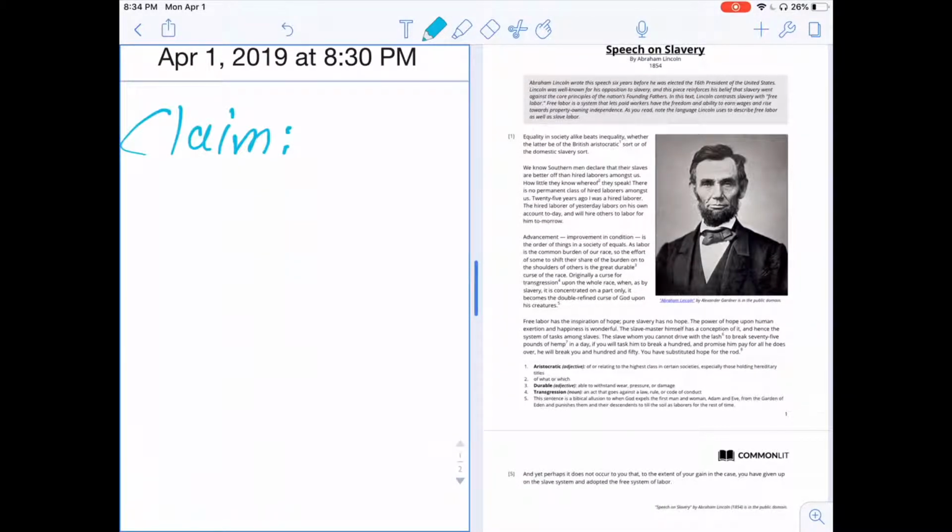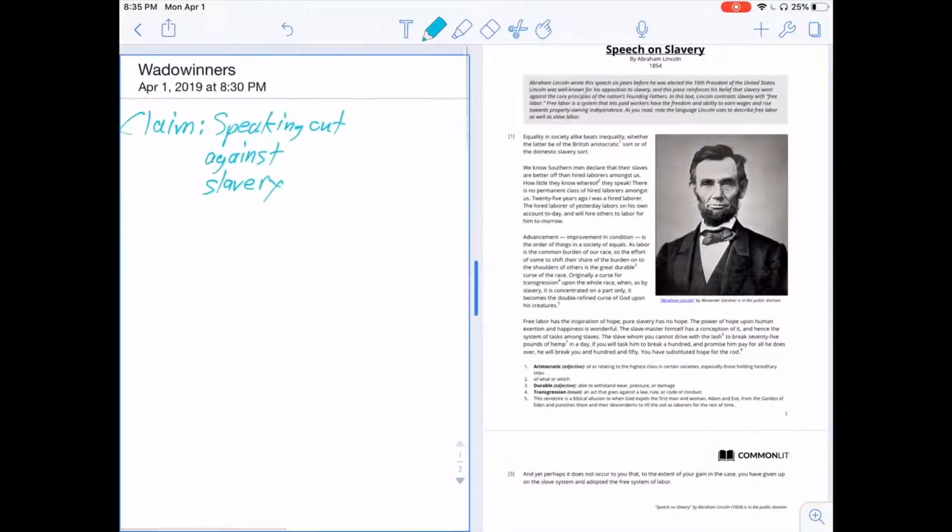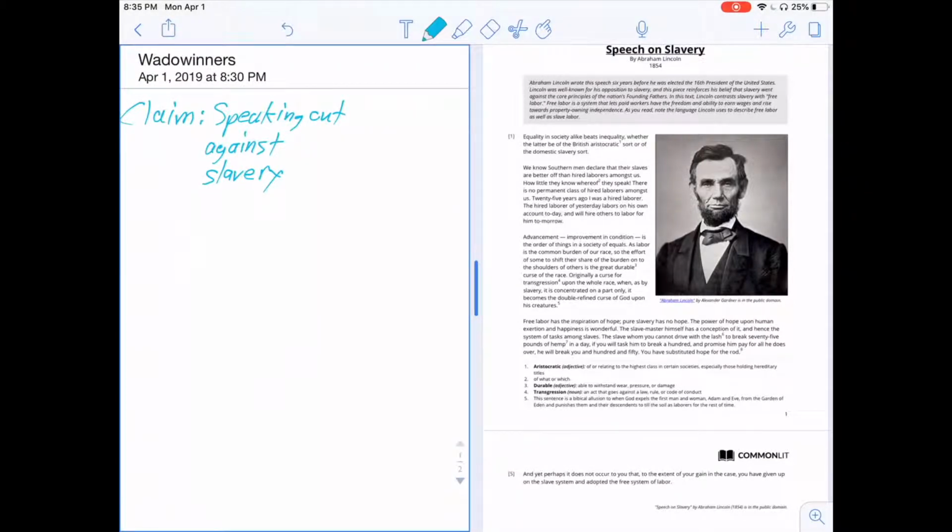Now, let's read. "Equality in society alike beats inequality, whether the latter be of the British aristocratic sort or of the domestic slavery sort." Now, this claim is pretty evident and easy to point out. It's obviously speaking out against slavery because of his attitude between the difference between the British aristocrat and the slavery class. Alrighty.